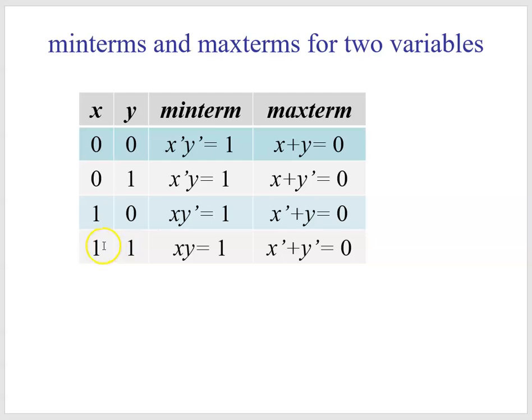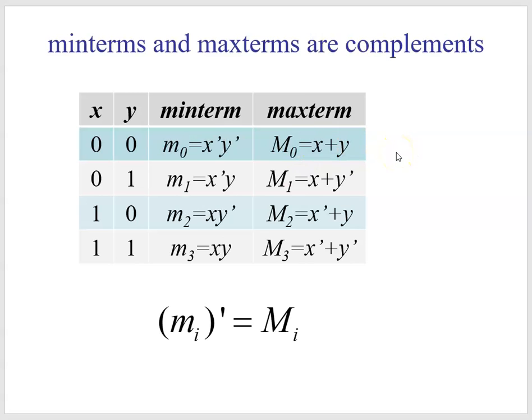So here when x and y are 1, 1, that's a binary 3. When x, y are both 1, that minterm is equal to a 1. The max term, on the other hand, is equal to a 0. So that's the key here also. They're the dual of each other. So when the minterm is equal to a 1, the max term is equal to a 0. Makes sense? They're the complement of each other. So we use a lowercase m with the subscript for the minterm, uppercase M with the subscript for the max term. So we can use these symbols for this.